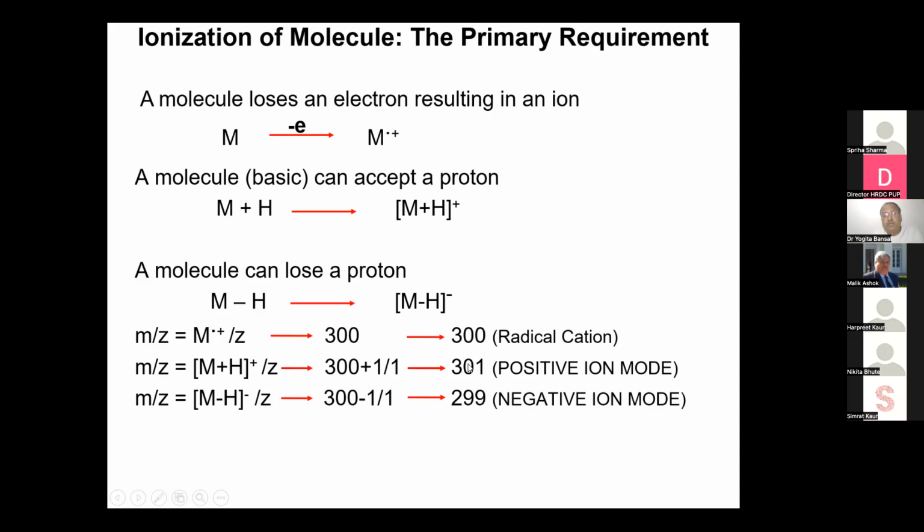So these ions at 301 and 299 are called quasi-molecular ions, whereas the ion that corresponds directly to the molecular mass is called the molecular ion. So we have molecular ions and quasi-molecular ions.